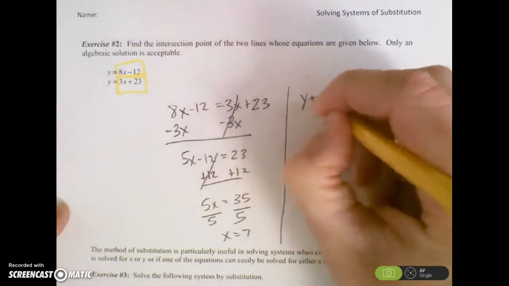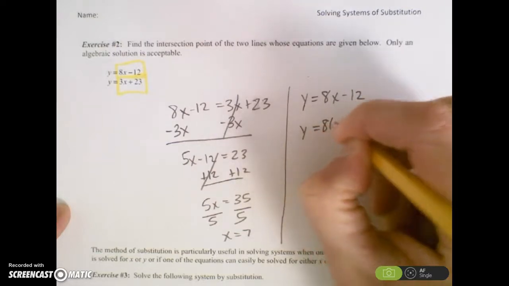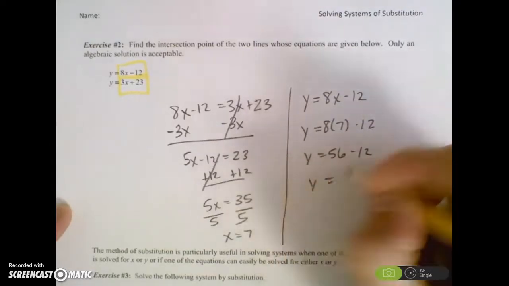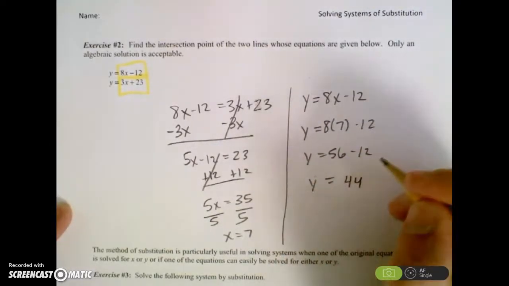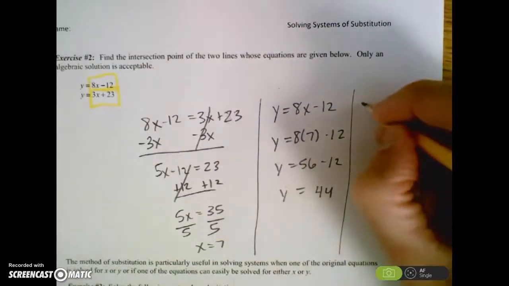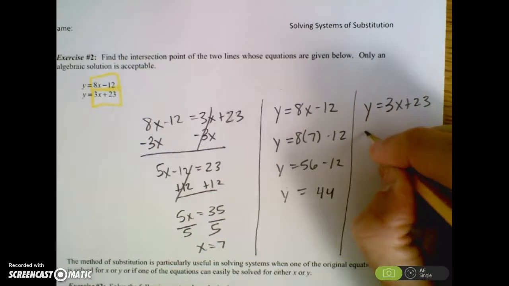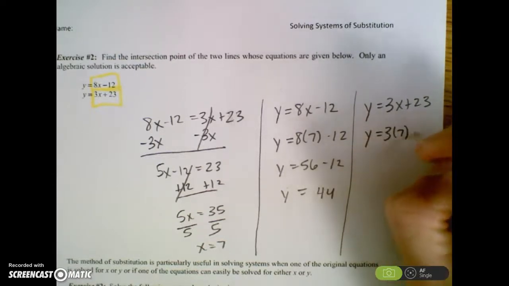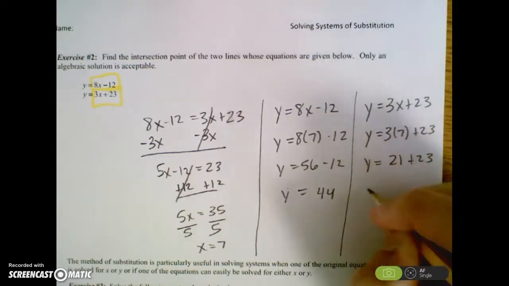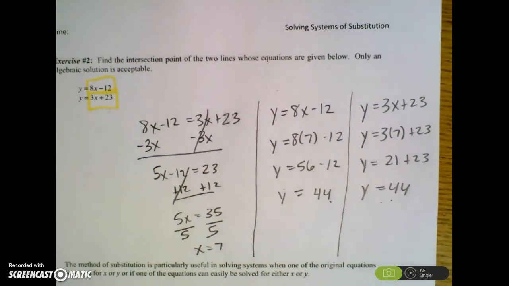So if I do y equals 8x minus 12, and I plug in 7 for x, I get y equals 44. That number seems kind of high to me, so I'm just going to check. I'm going to do the other equation as well just to prove to you guys that you can do either one. I'm going to do 3x plus 23. If I plug in 7 for x again, I should get the same answer if I did this correct. And once you plug in the numbers, you'll see you do get the same answer. So the coordinates here are 7, 44.